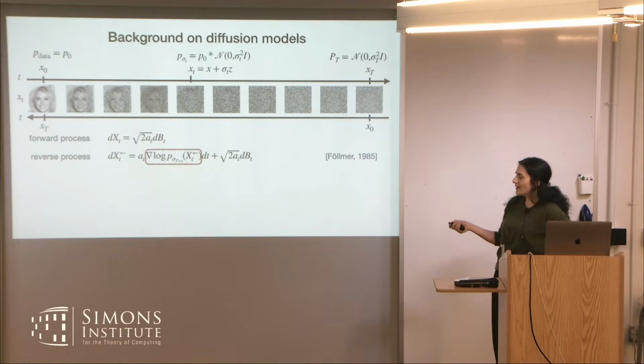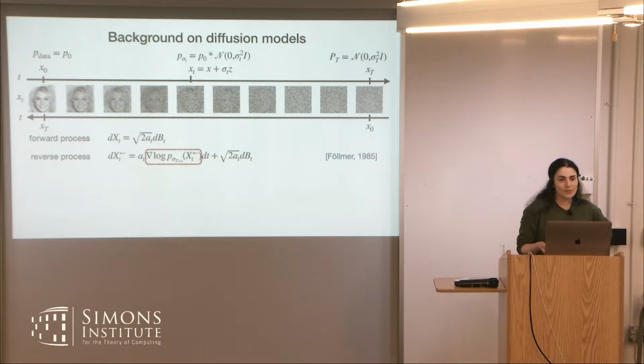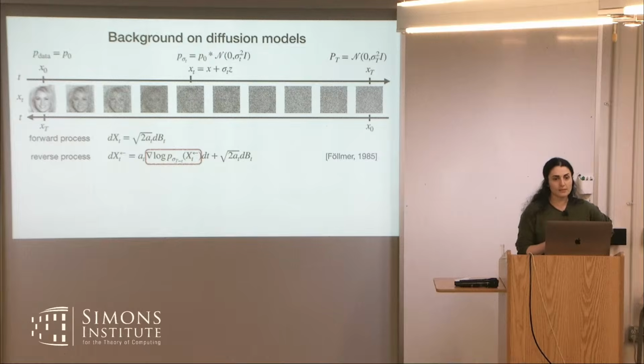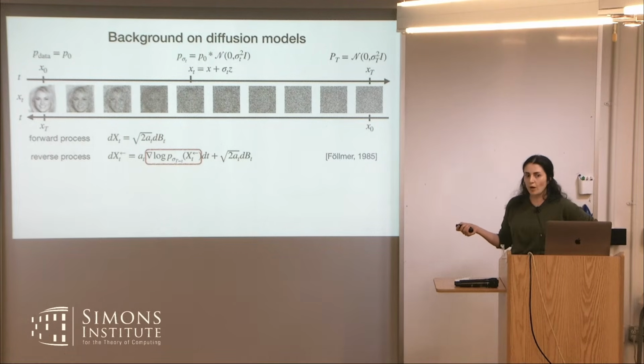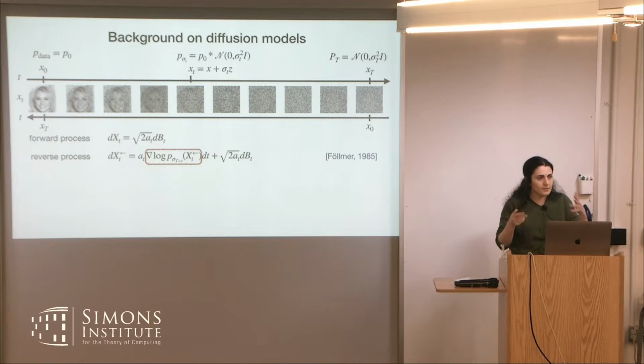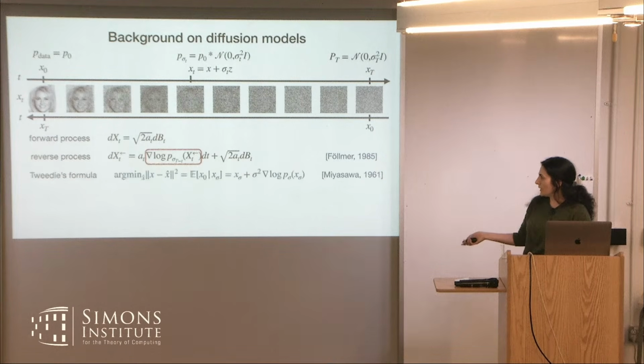But of course, nothing comes for free. Now we have this new term, which is called the score, the gradient of log p sigma, this blurred density. It is in itself a very complicated object, even though it is a blurred version of p naught. Because p naught is in high dimensions, this one is also pretty complex. Now, this is where the magic happens.